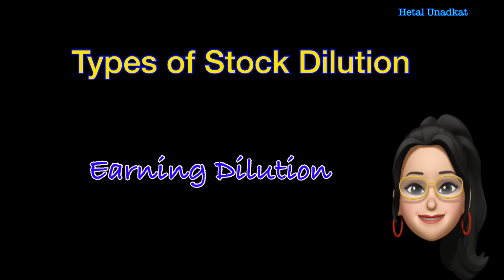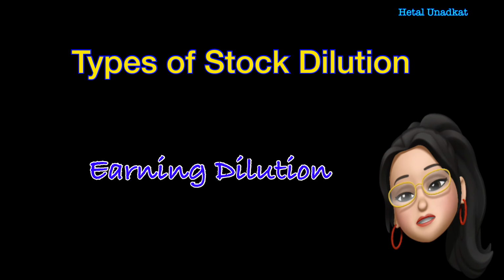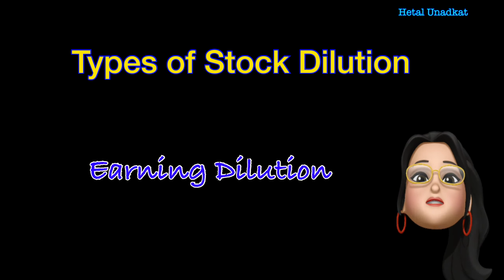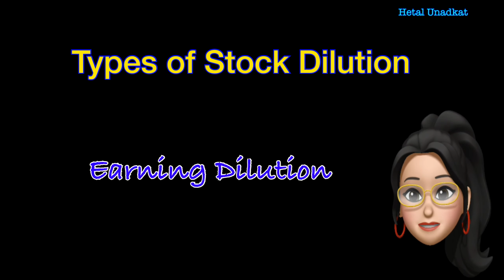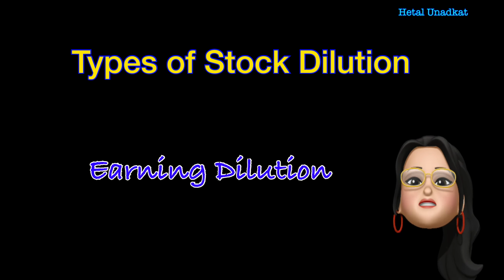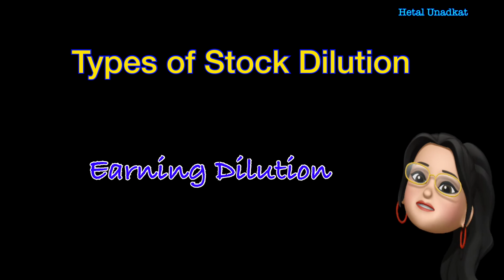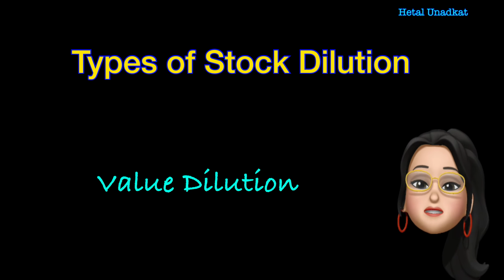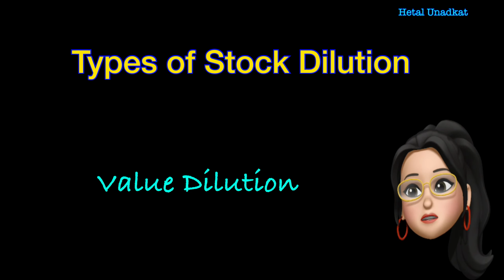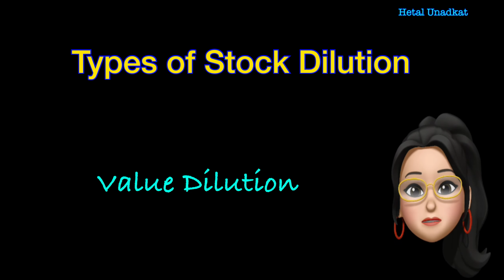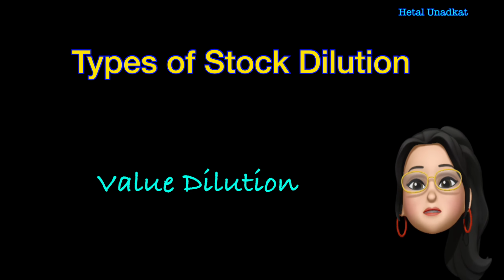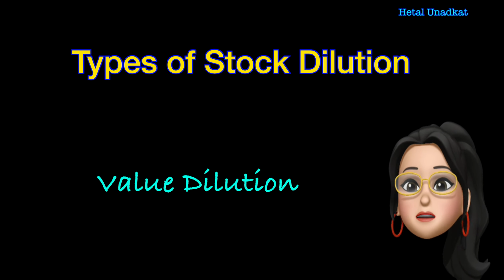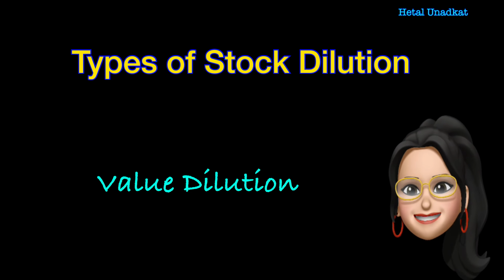The second type is called earning dilution. Earning dilution is basically what the name suggests: a reduction in earning per share, because we are issuing new shares in the market, so the existing shares' earning will be reduced because their earnings will be shared by new shareholders. Sometimes, due to new shares in the market, the value of the shares will be reduced. For example, the market price will come down because we are issuing new shares in the market. That is also a type of stock dilution, and we can call it value dilution. So these are the basic types of dilution.